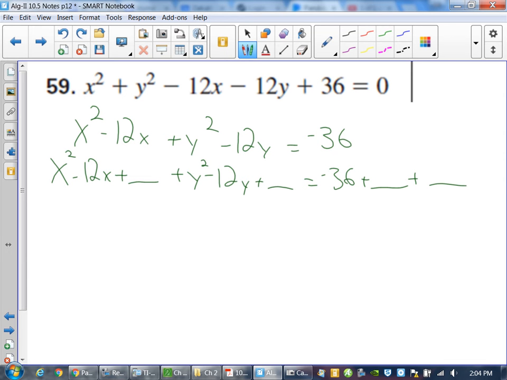So this one's actually really easy because your coefficients for x squared and y squared are both 1. You don't have to worry about taking out any scale multiplier at all in order to complete the square. So what I do is jump right to the parentheses. I have an x. I know that it's half of negative 12. It would be negative 6. When I square it, I bring it back up.